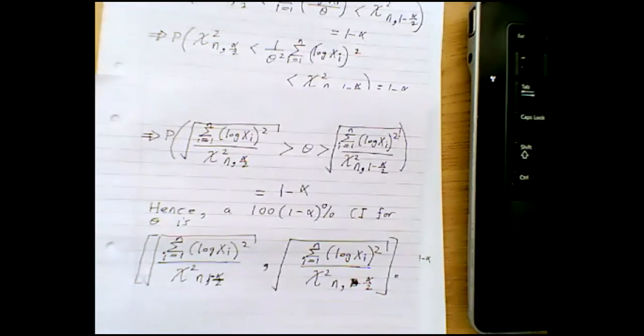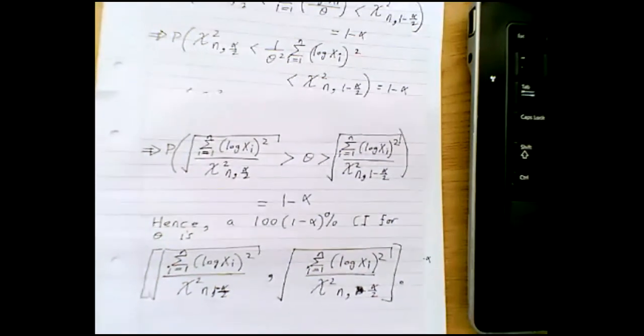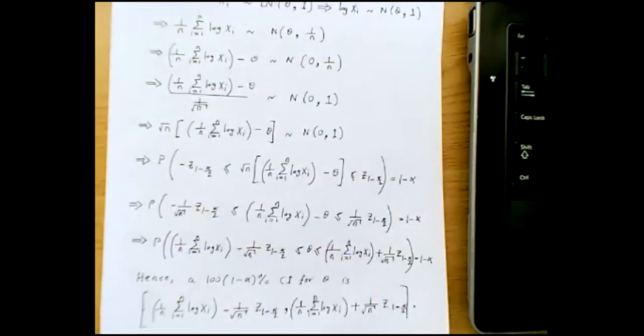So this should be alpha by 2. Should be 1 minus alpha by 2. Right. Okay, thank you. All right, are you guys okay with this example? Any other questions? Okay, let me move on to the next question. So this is example 2 I've done so far.